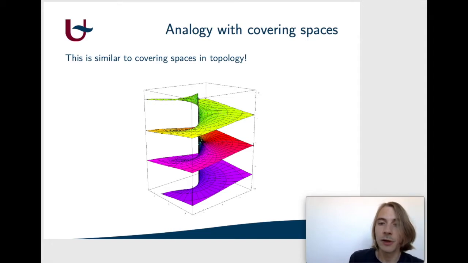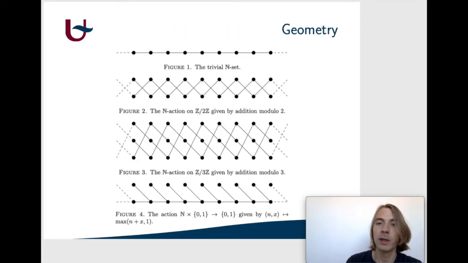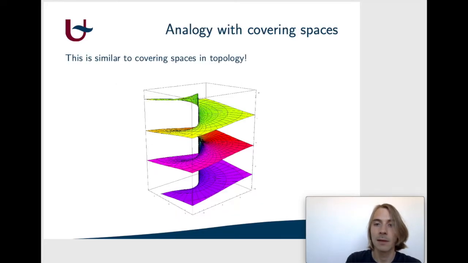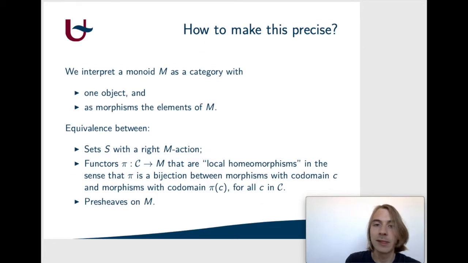So using these drawings, you see that there is some analogy with covering spaces in topology. So you start with maybe the trivial set as a base space, and the other examples are locally trivial, so to speak, over this base space. How to make this precise?